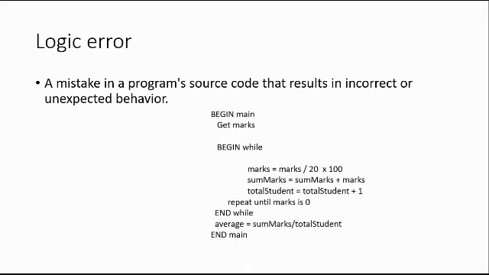An example of a logic error in this pseudocode is that the average value is false, because to end the program, the user is required to key in 0 in marks, which is included in the total students. We do not want that. Instead, we should change it from a post-test loop to a pre-test loop, like that.